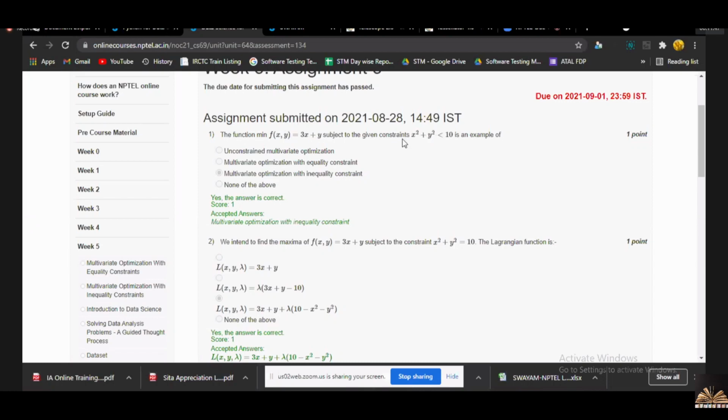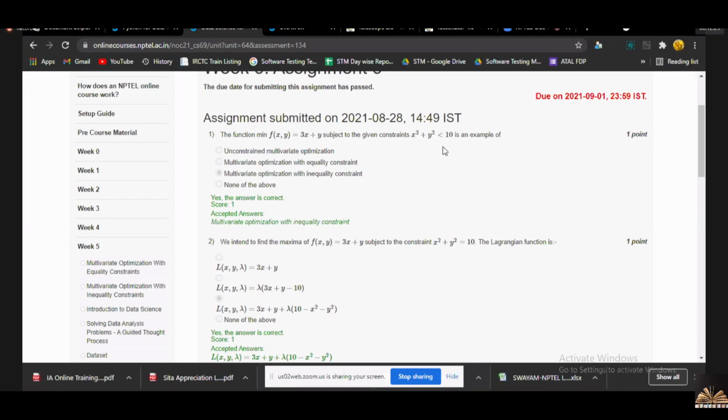If you look into the constraint x square plus y square less than 10, that means below 10 it can be considered. So with this less than symbol, this is considered an inequality constraint. Here the options are given. The first option is unconstrained multivariate optimization. That means multivariate optimization with more than one variable, at least two variables, where the function is given and there is no constraint.